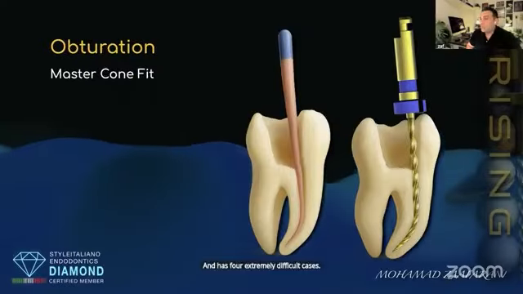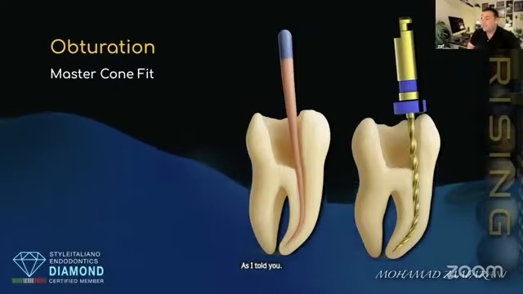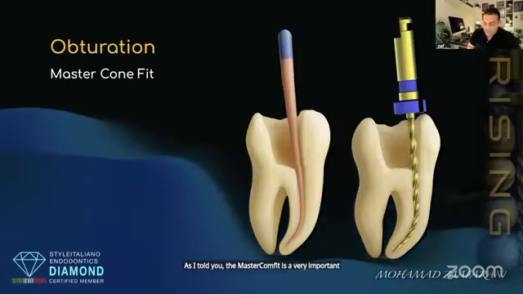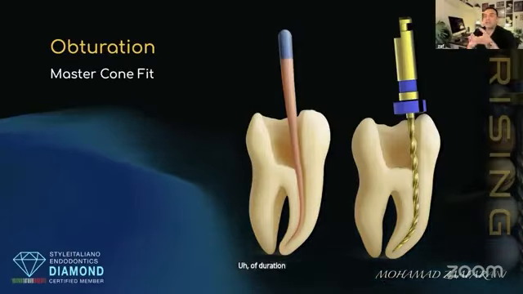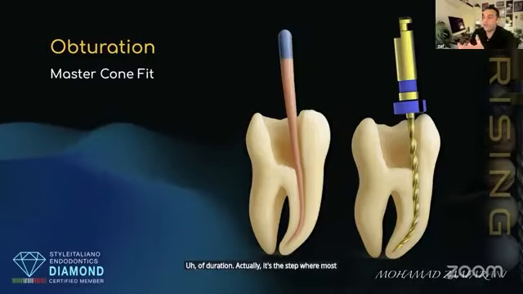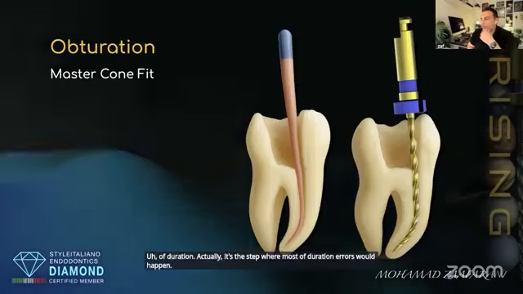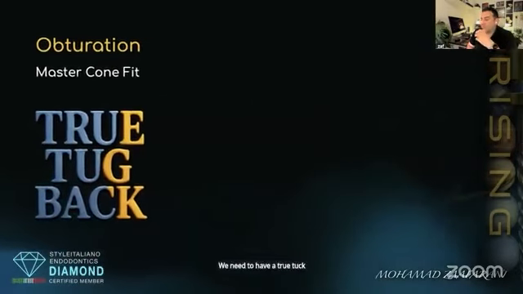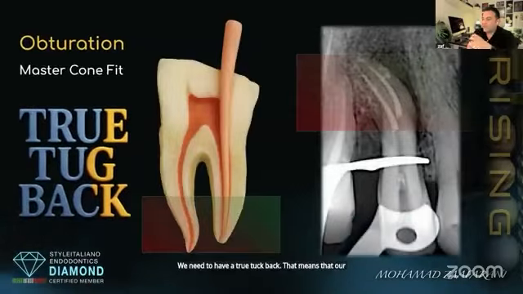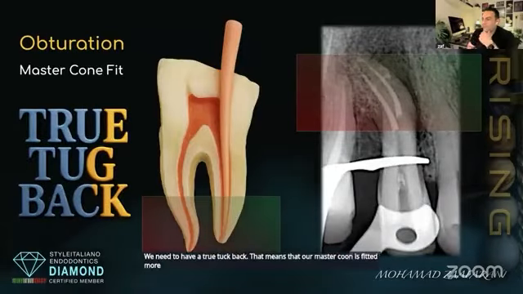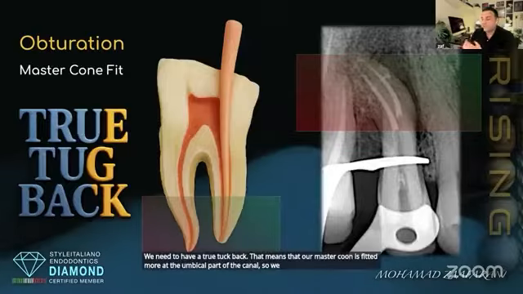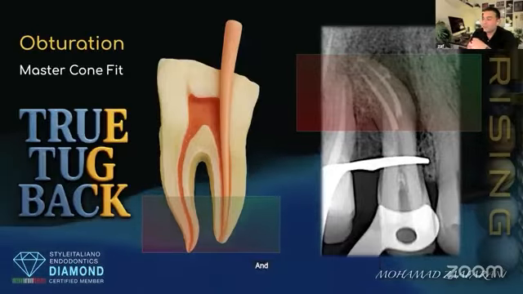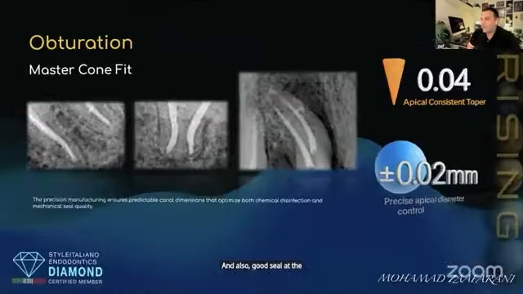As I told you, the master cone fit is a very important step during obturation. Actually, it's the step where most obturation errors would happen. So we need to take care. We need to have a true tug back. That means that our master cone is fitted more at the apical part of the canal, so we have a good resistance and also a good seal at the apical part of the canal.